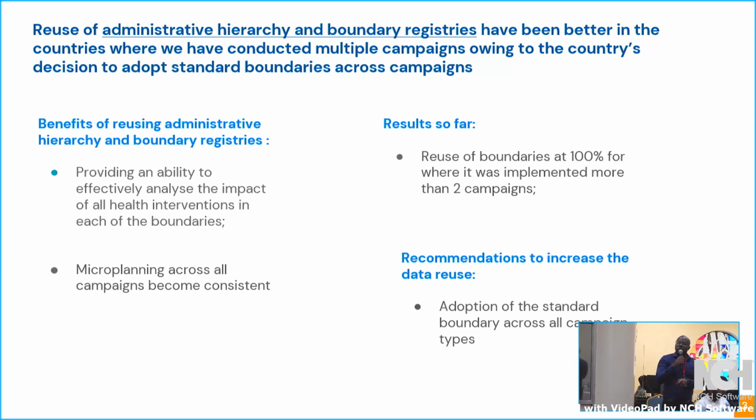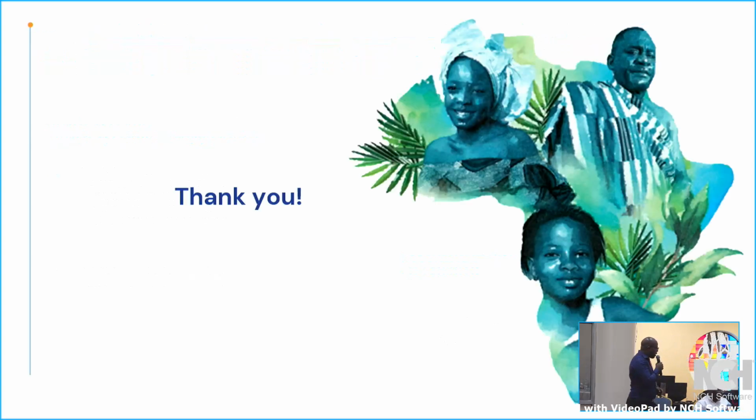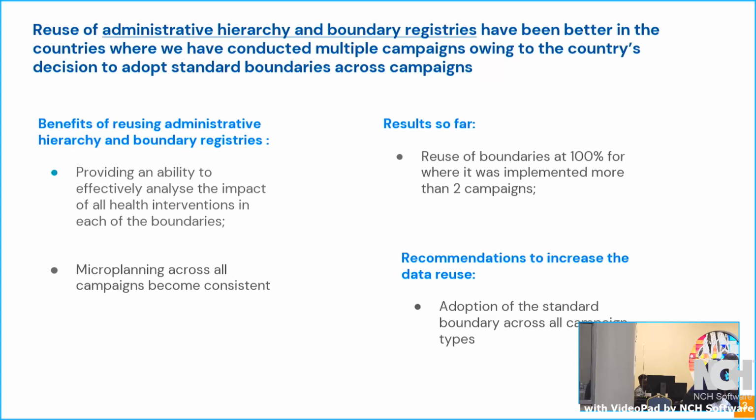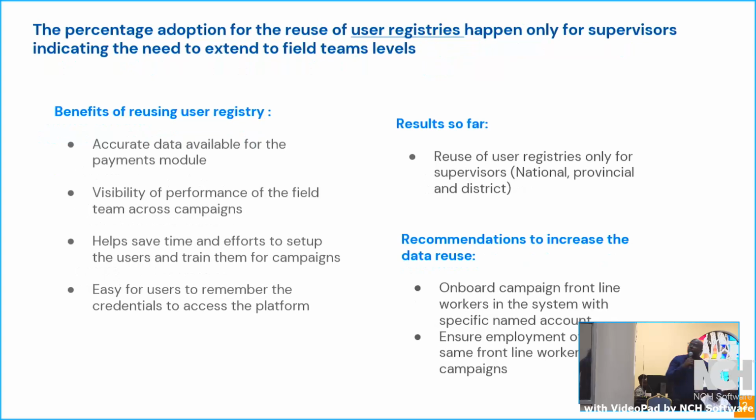This is also driven by policy. It's necessary to have a policy that we are going to use it, because sometimes the programs try to change the boundary, so it's necessary to have a policy on that. Our recommendation here is to adopt a standard boundary across all campaign types. So I think we jumped ahead. Okay.